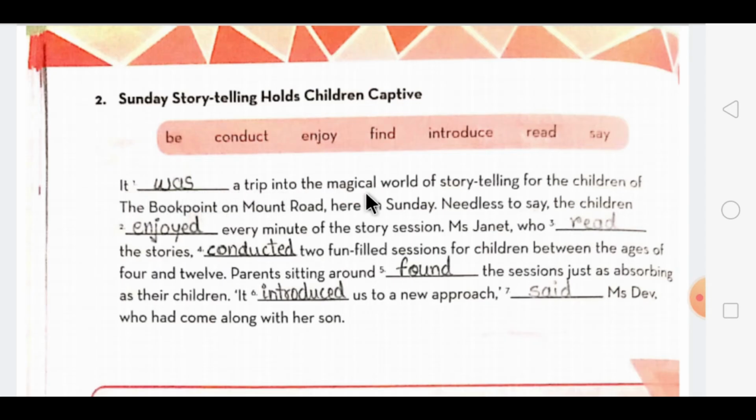It was a trip into the magical world of storytelling for the children of the Book Club on Mount Road here on Sunday. Needless to say, the children enjoyed every minute of the story session. Miss Janet, who read the stories, conducted two fun-filled sessions for children between the ages of 4 and 12. Parents sitting around found the sessions just as absorbing as their children. Means the parents also enjoyed very much. It introduced us to a new approach, said Miss Dev, who had come along with her son.